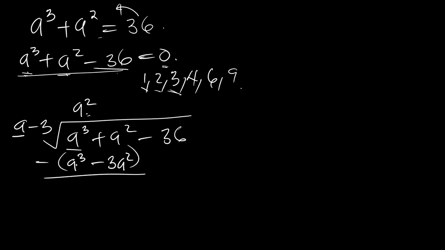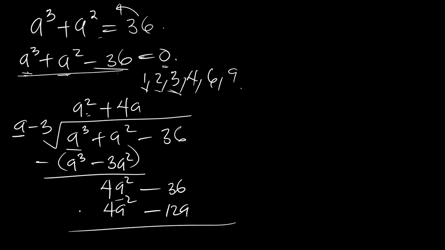Now if you subtract this, cancel out. If you put minus here, you now have minus times minus, you give it plus, so you have plus 3a square plus a square. This will give you 4a square minus 36. Now a divide this 4a square, you have plus 4a. So plus 4a times a, you have 4a square. So plus 4a times minus 3, you have minus 12a.